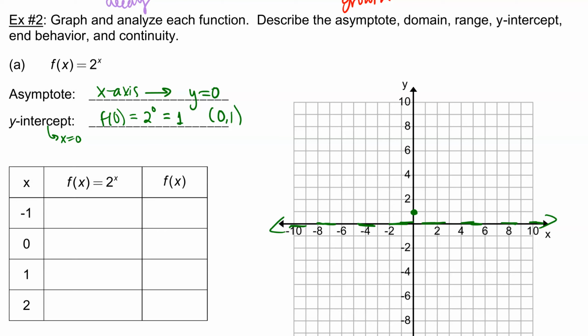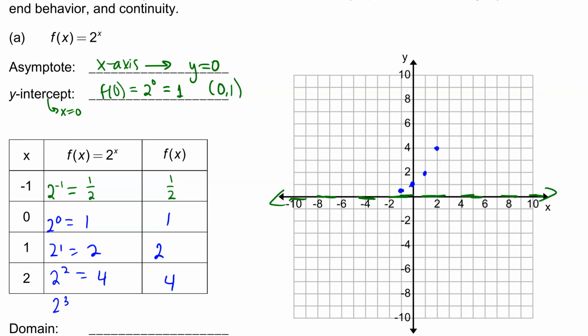Okay, and I gave you some values already. So we want to plug in and find a couple points. That way we can draw our graph. So let me put -1 in for x. Well, 2 to the -1 is the same thing as 1/2. So I have an f of x that's a half. So (-1, 1/2). Ooh, I should use a different color. Let me use blue. All right, 2 to the 0, we already know is 1. 2 to the first is 2. 2 squared is 4. So (1, 2), (2, 4). I could even do 2 cubed, right? 2 cubed is 8, so (3, 8).